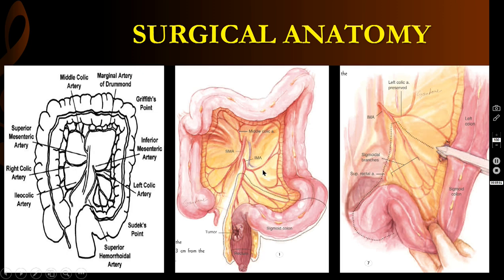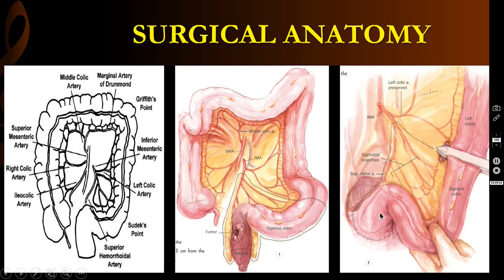After this left colic artery branches out, then we can ligate at this level so that all the sigmoidal arteries, these are the sigmoidal arteries, and the superior hemorrhoidal artery will be blocked or cut off. This is what we have to know, and we have to remove only up to maybe the middle of the sigmoid colon. Up to this level only, we have to remove the colon.